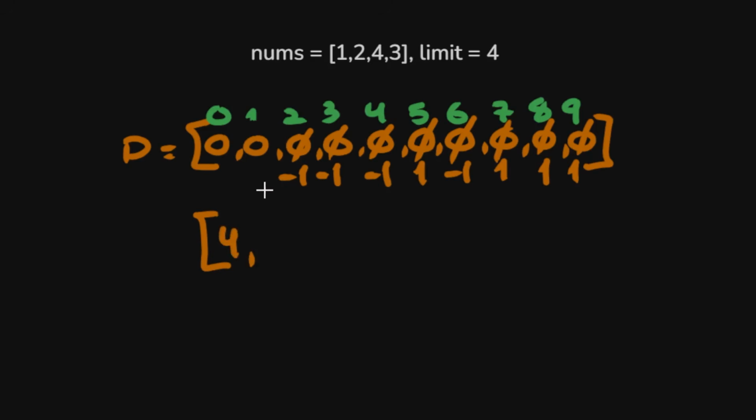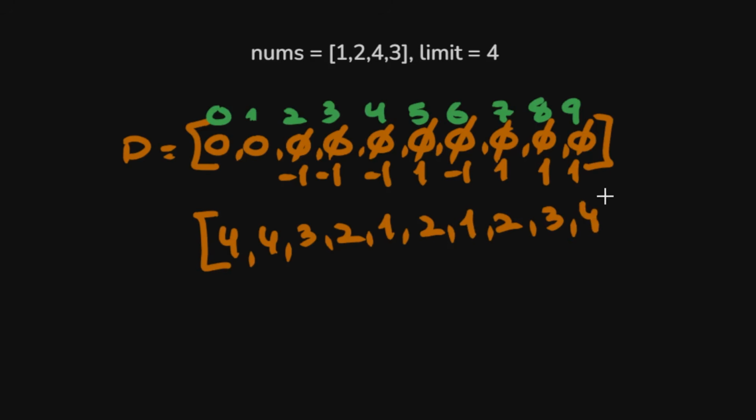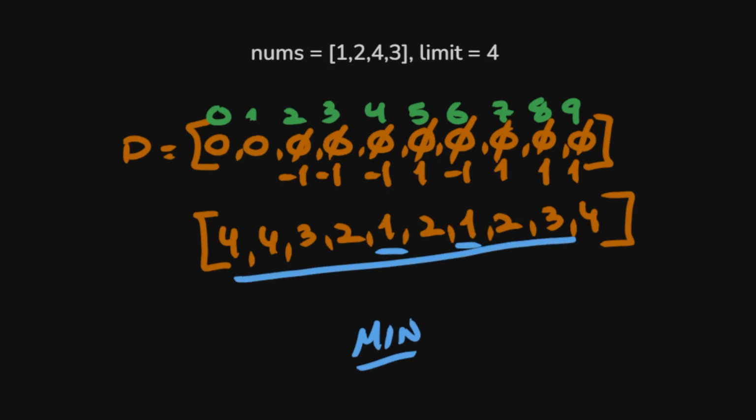And now we build a prefix sum array as usual. We do 4 plus 0, then 4 plus minus 1, 3 plus minus 1, 2 plus minus 1, 1 plus 1, 2 plus minus 1, 1 plus 1, 2 plus 1, and 3 plus 1. So now where do we have the minimum number of moves to make nums complementary? Well, we have them either here or here. The result is the minimum number in this array, which is 1.